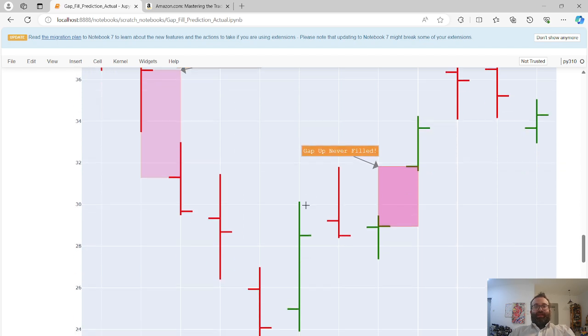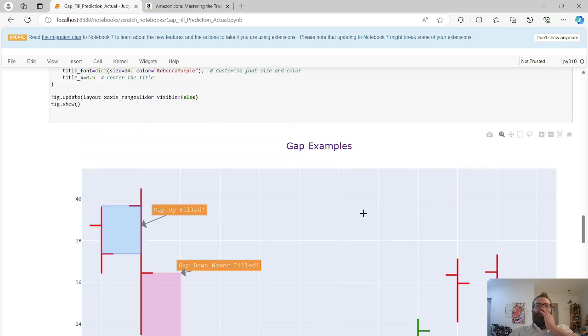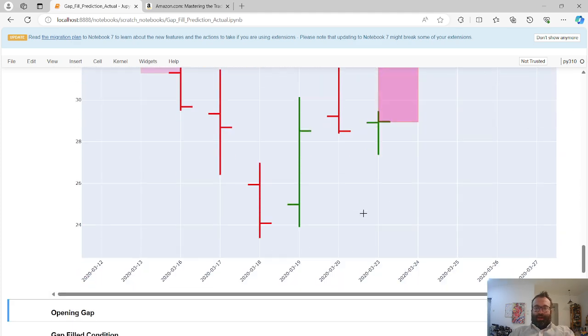And then just as another example, let's say you have a gap up. The close of this day is here and then the open is way up here. As you see, the low is only here, so it's not even close to filling the gap. So the gap up never filled in this case. So those are just a few examples.